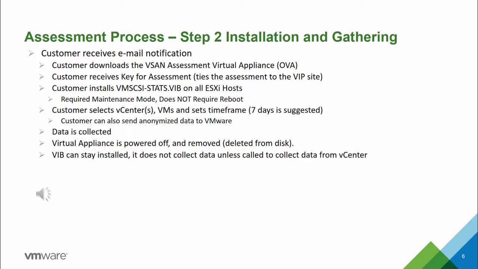As part of Phase 2, the customer will log into the VIP portal and download the appliance, and will also obtain the activation key. During deployment, the customer will also select the vCenters and ESXi hosts that they wish to capture the data from. The customer will also set the amount of time and will also decide the deployment options for the vSCSI stats VIB. It can be automated if you have DRS enabled, or it can be manually installed onto each ESXi host.